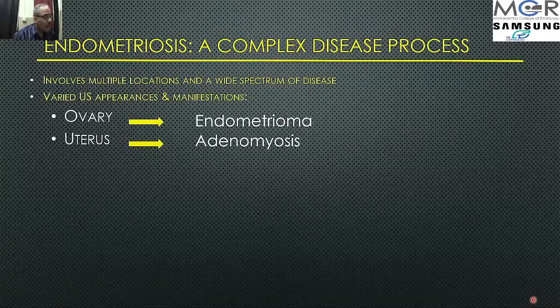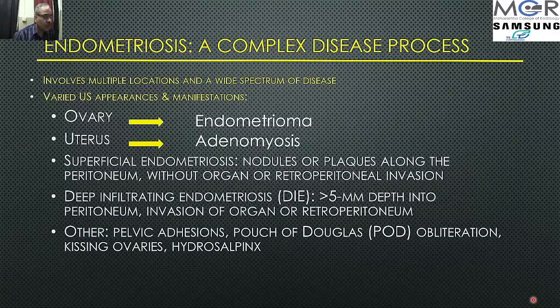Endometriosis involves multiple locations, has a wide spectrum of disease, and has varied ultrasound appearances and manifestations. In the ovaries, it appears as endometrioma. In the uterus, it appears as adenomyosis. Superficial endometriosis is where nodules or plaques lie along the peritoneum, with no organ or retroperitoneal invasion. DIE, or deep infiltrating endometriosis, is more than 5 mm invasion into the peritoneum, or invasion into the organ or the retroperitoneum. Other sites are pelvic adhesions, pouch of Douglas obliteration, fixed ovaries called kissing ovaries, and hydrosalpinx or hematosalpinx.